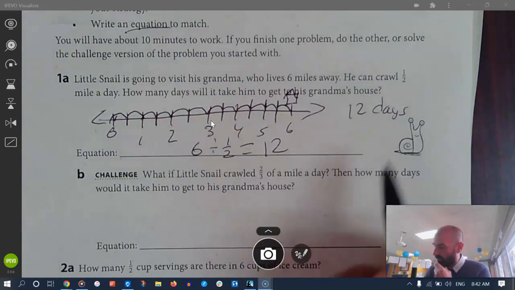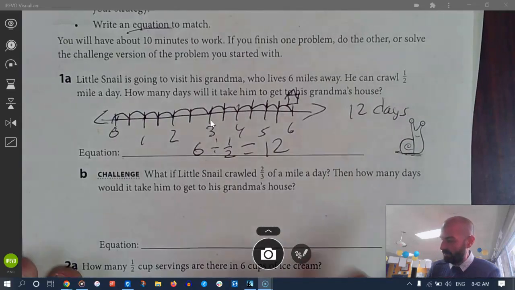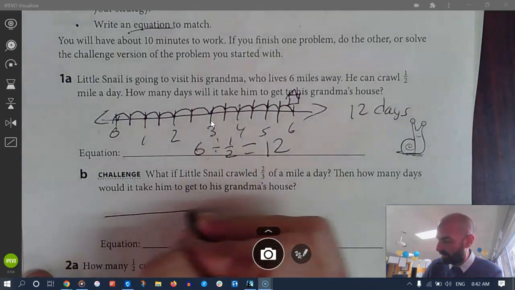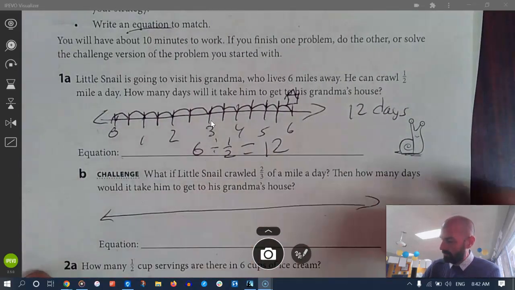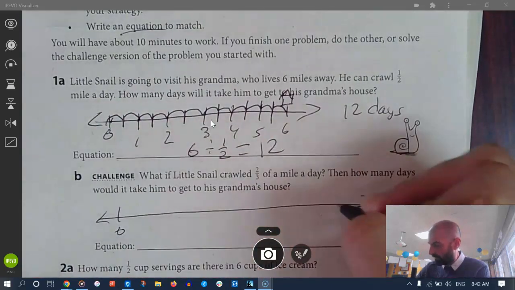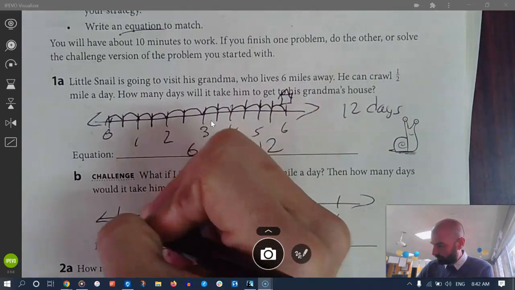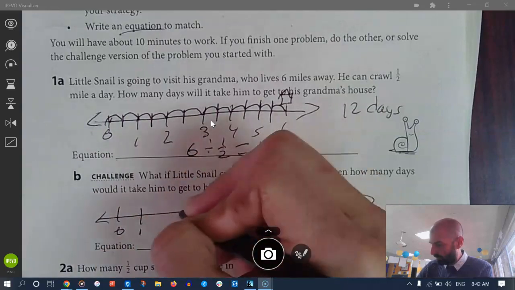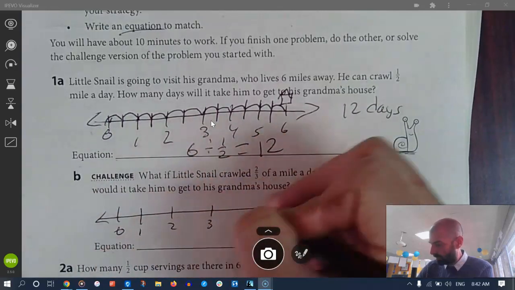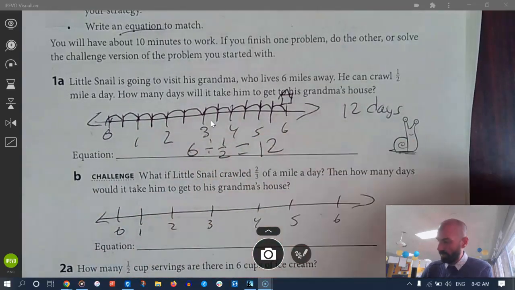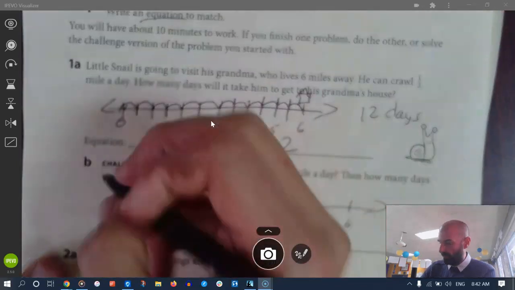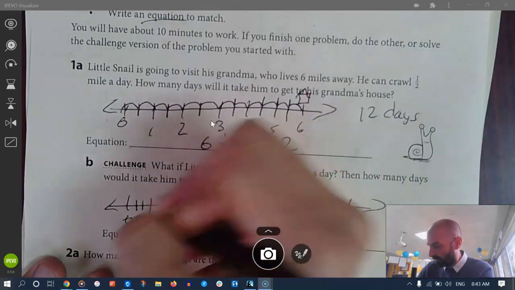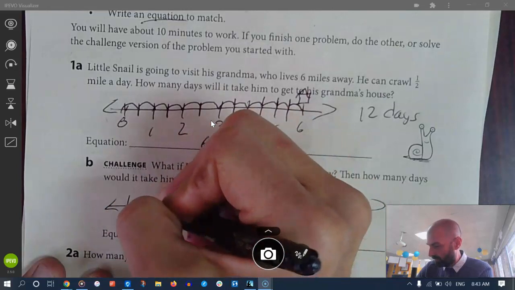So what if little snail crawled 2/3 of a mile today? Then how many days would it take him to get to his grandma's house? Now this is a little bit trickier. Okay, we still want to put out the number line 2, 3, 4, 5. But now we need to split it by thirds. So now I'm just going to go ahead and do that work here because that's 1, 2, 3, 3.